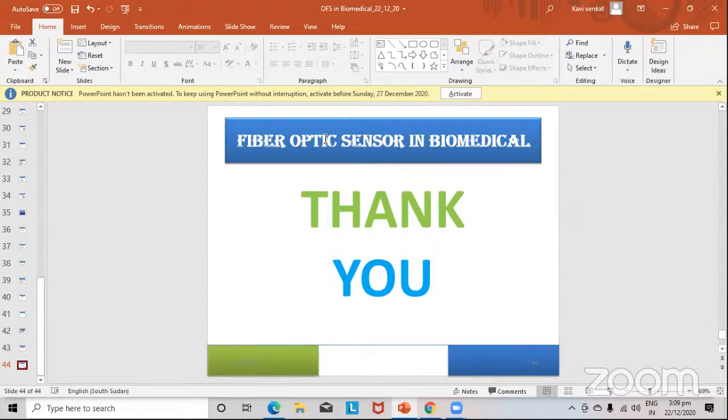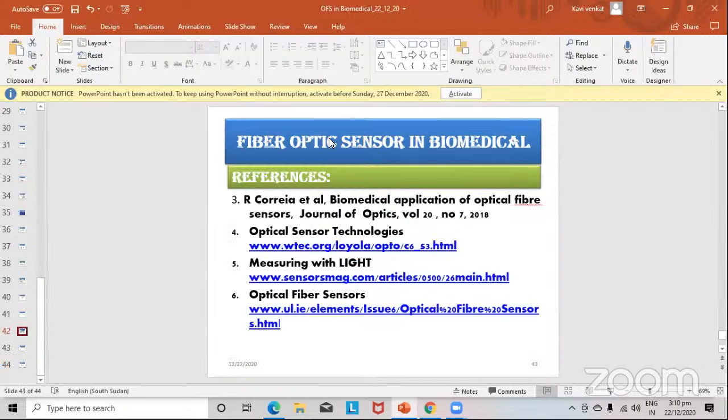MRI fiber optic sensor. Is there any difference between a general sensor and an MRI sensor, ma'am, since it is used with MRI? Yes, ma'am. Actually, I have shown that, no?